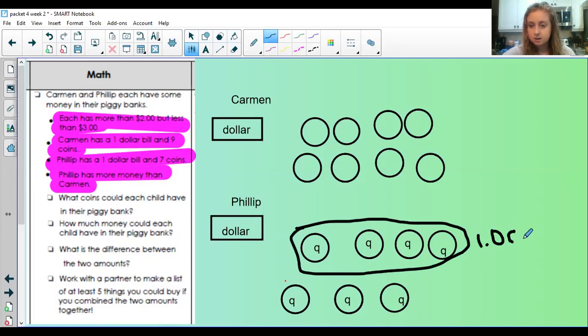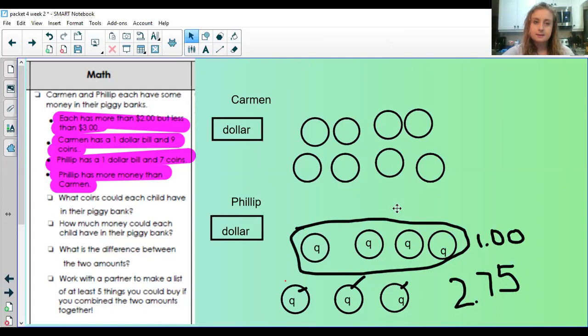And then we'll come back to Carmen. Okay, now I have $2 total. I have 3 quarters left. This is 25, 50, 75. So right now I have 275. Okay. So I want to get Carmen's amount less than 275.